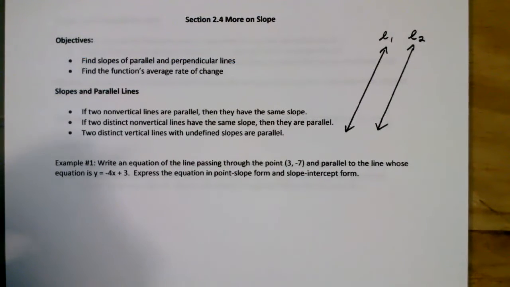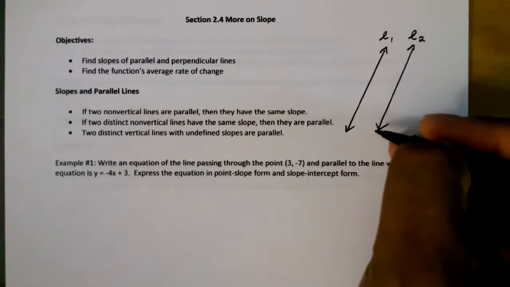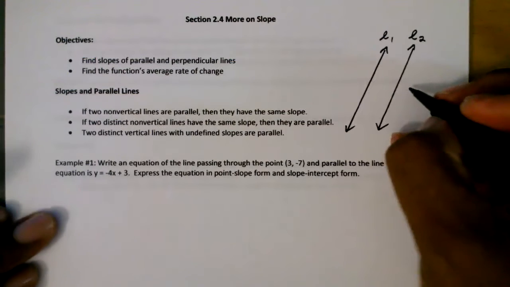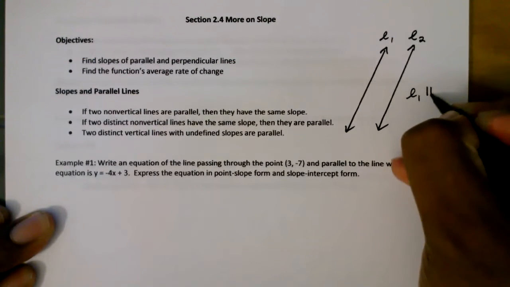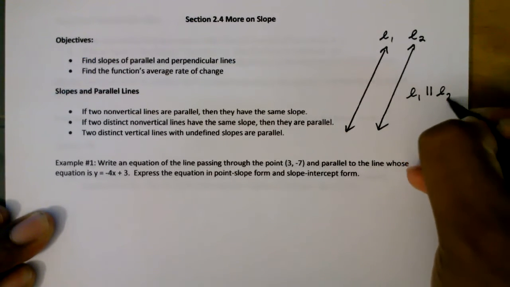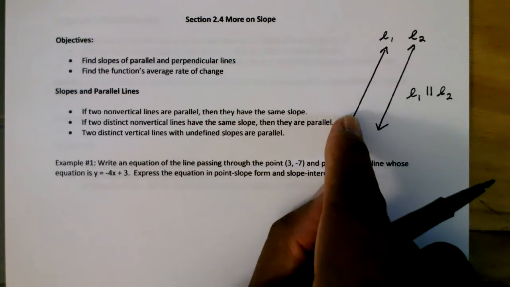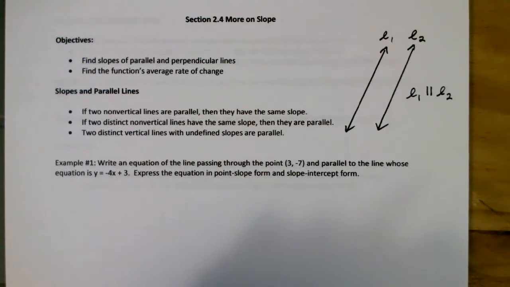As you can see here, those two lines are parallel because they're not going to intersect anywhere at a point. And we can write this as L1, and this symbol is parallel to L2. So line 1 is parallel to line 2. And if two distinct non-vertical lines have the same slope, then they are parallel. So we know that if these two are parallel, that means they're going to have the same slope. Also, if they have the same slope, then the two lines are going to be parallel.